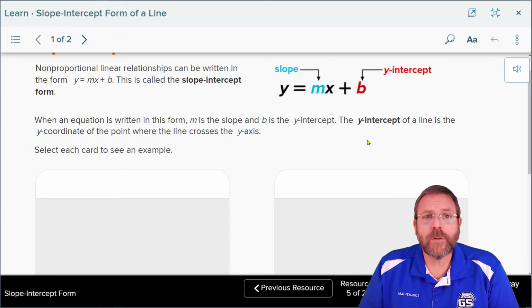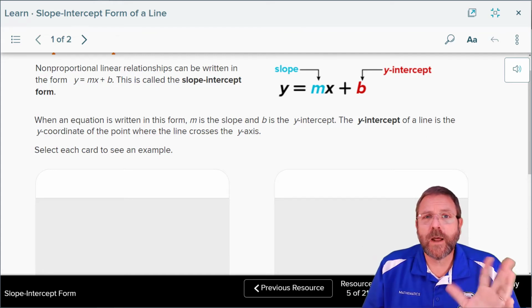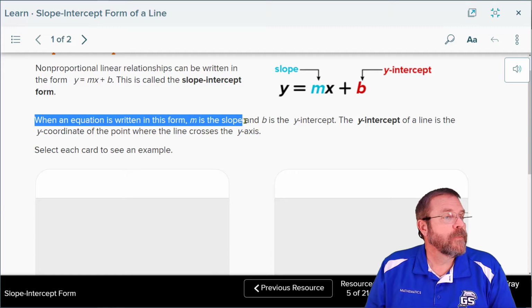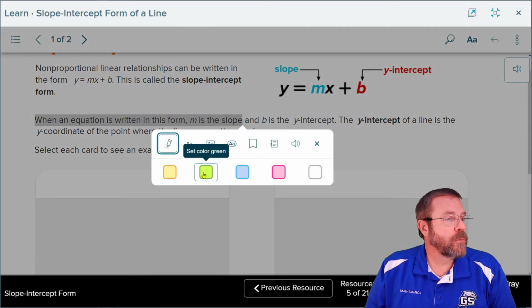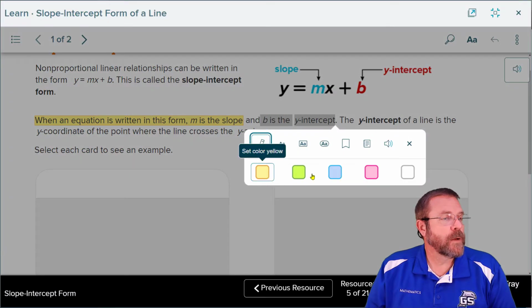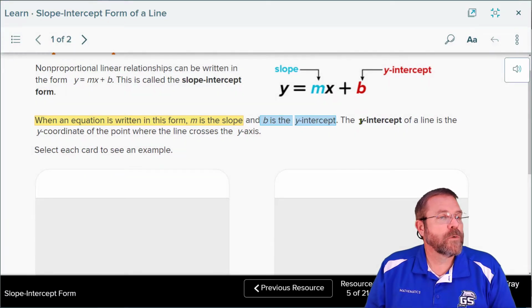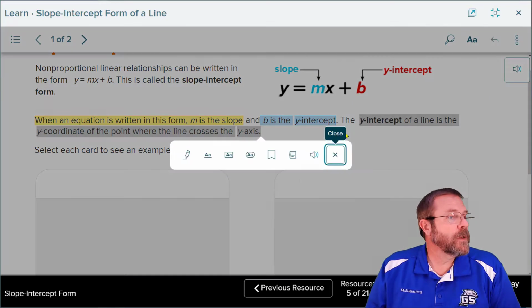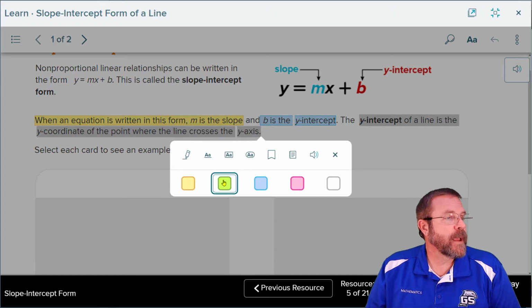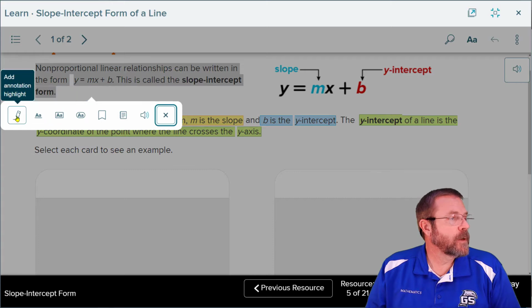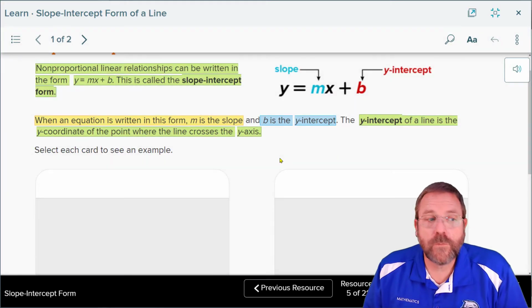Now we're going to look at that a little bit further, so don't be stressed if you're not quite understanding all of this yet. You can see here the textbook tells us that when an equation is written in this form, the m is going to be your slope, so we'll go ahead and highlight that, and the b is going to be your y-intercept. I'm going to highlight that. And we'll also note your y-intercept is going to be the y-coordinate of the point where the line graph crosses the y-axis. So that's going to be a definition, and this here is going to be a definition too, so we're going to highlight those in green.